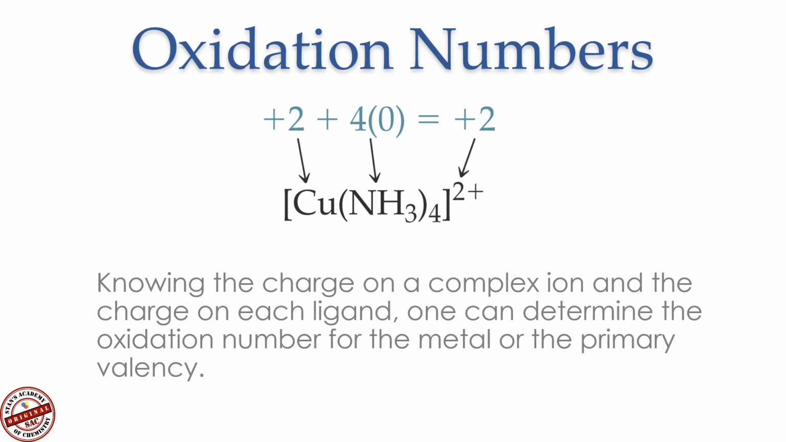So knowing the charge on the complex ion and the charge of each ligand, one can determine the oxidation number for the metal or the primary valency of the metal. That's what we are trying to do here.